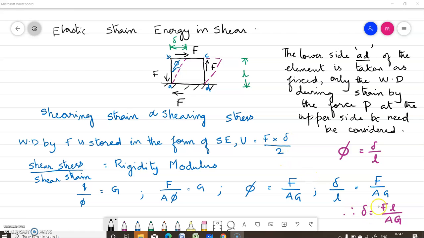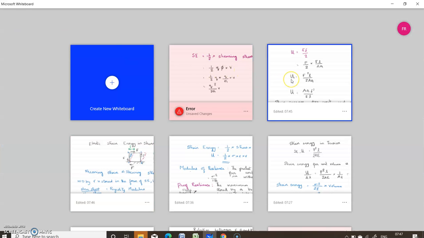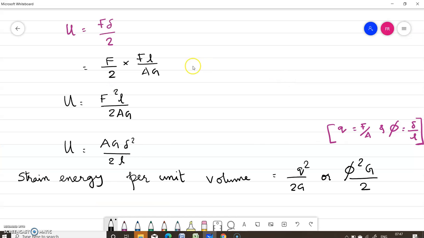Now you know that delta is equal to PL by AE. In the same form you can write, in the case of shear strain, delta is equal to FL by A into G. Okay, so you will get an equation for delta as FL by AG. Now you know what is shear strain energy, F into delta by 2. Substitute FL by AG instead of delta. So you'll get strain energy equal to F square L by 2AG. Or you can rewrite it as U is equal to AG into delta square by 2L.